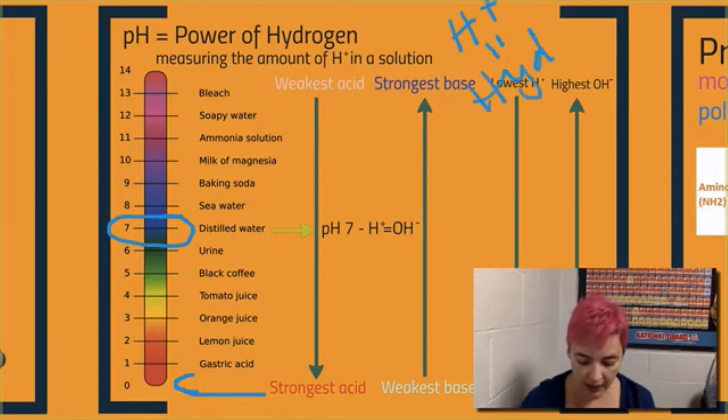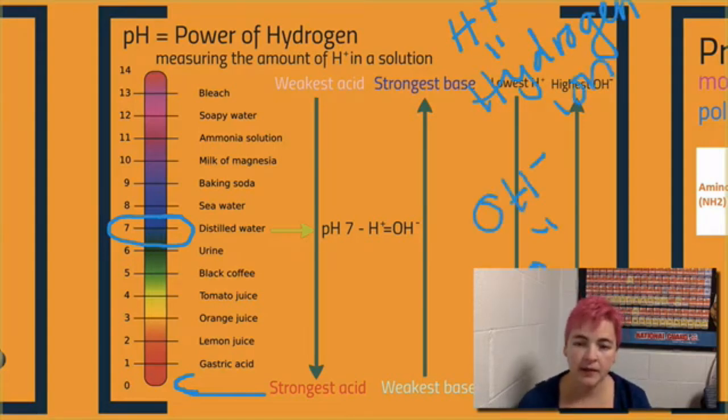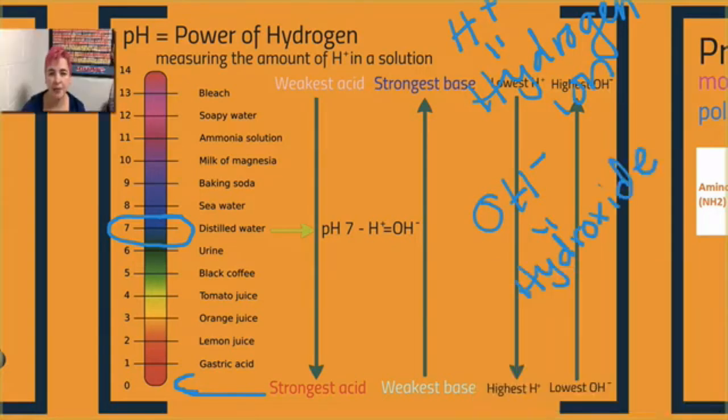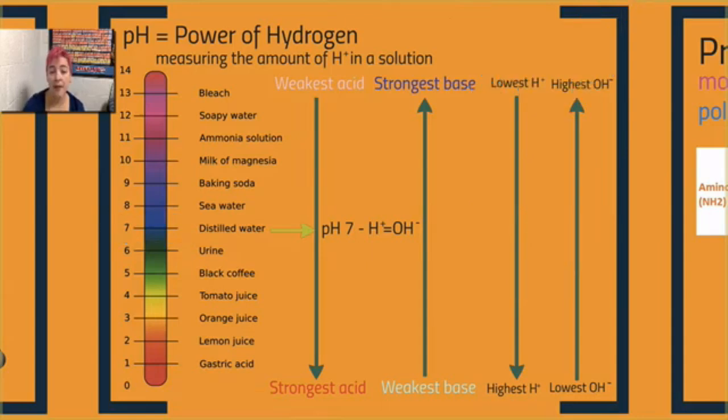So H plus is hydrogen ion. OH minus is hydroxide. When you take an H plus, the hydrogen ion, and add it to a hydroxide, the OH minus, it becomes a molecule of water. With acids and bases, if you have more hydrogens in solution, then it's going to be more acidic. If you have more hydroxides in the solution, then you're going to be more basic. At a pH of 7, the hydrogen is going to be equal to the hydroxide. This will be considered neutral.